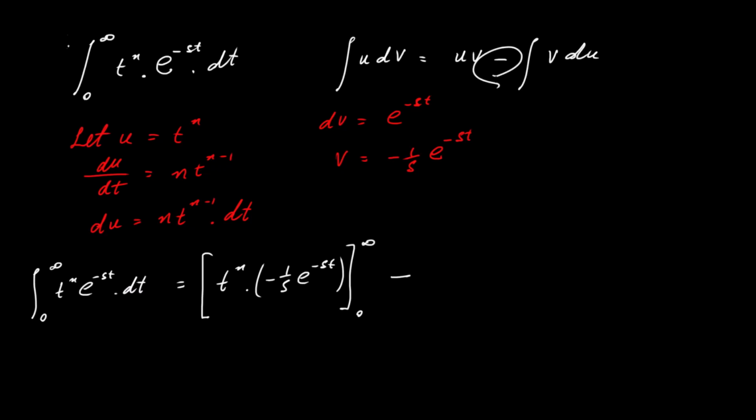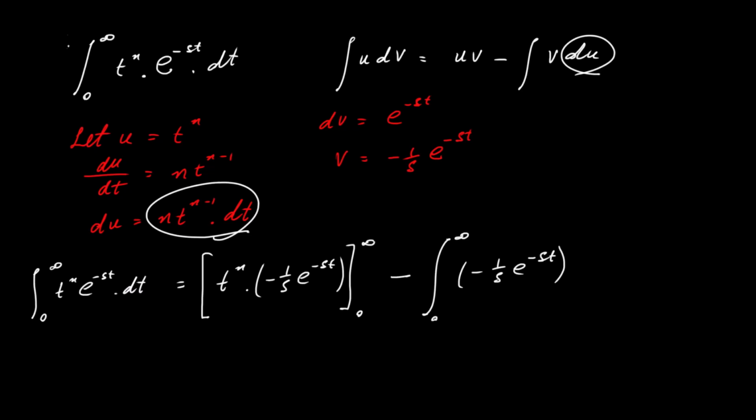Now you've got to subtract the integral again from 0 to infinity of v times du. Well, v is minus 1 over s e to the power minus st, and then du we can see here is n t to the power of n minus 1 dt. So that's everything substituted into our formula. I'm just going to simplify this then and see where we go from there.